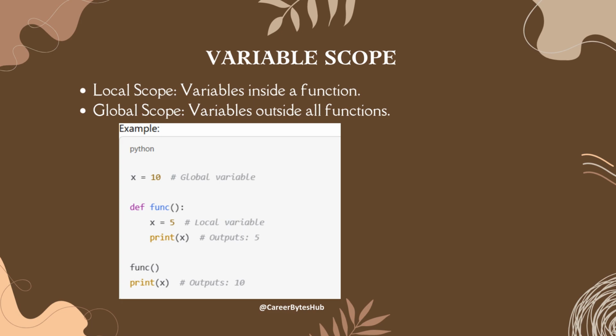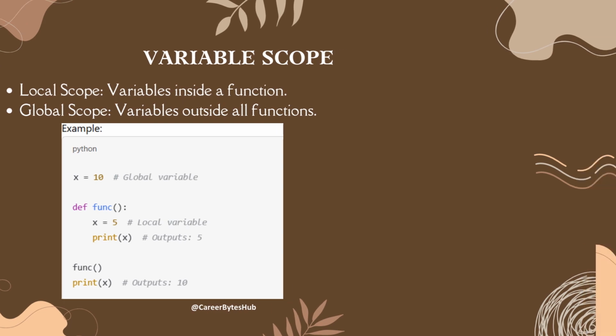Understanding variable scope is important when working with functions. Variables defined inside a function have a local scope and can only be accessed within that function. Variables defined outside any function have a global scope and can be accessed throughout the program.